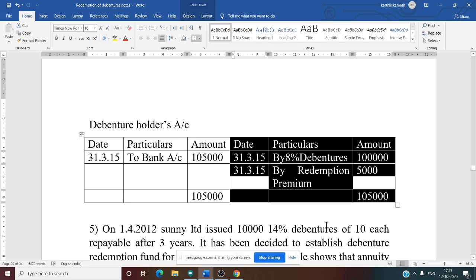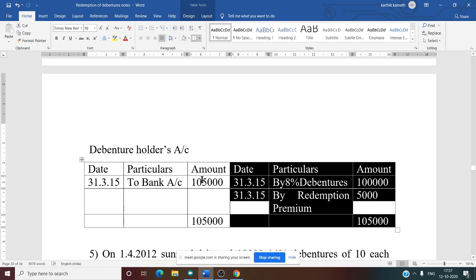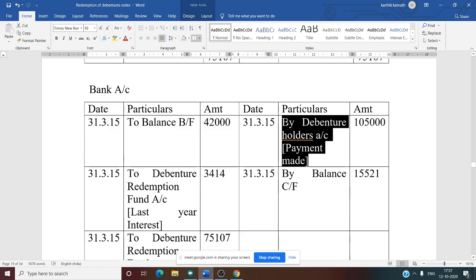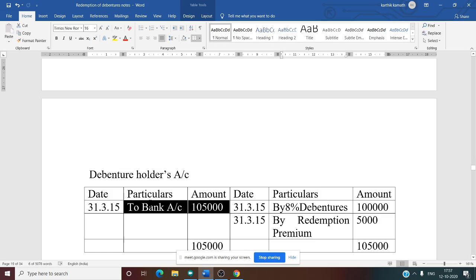So on the credit side we have written the due amount. Now the amount is actually paid to the debenture holder. How are we paying the amount to the debenture holder? With the help of the bank. See in the bank, we have written by debenture holder. So this is a transfer entry. See this, to bank account 1,05,000. The debenture holder account is also closed.